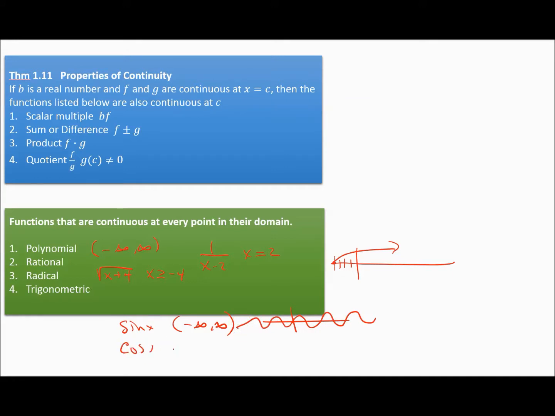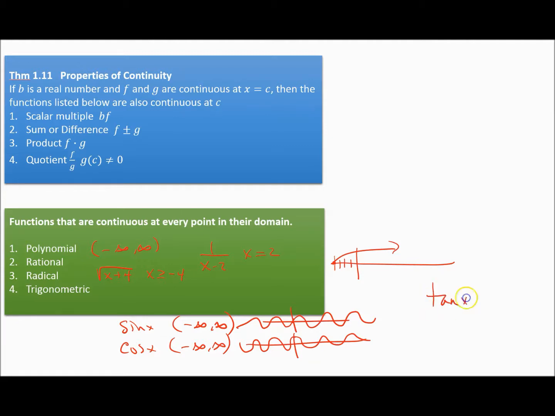Cosine of x is similar. It's continuous on the whole real number line because it's defined on the whole real number line. And it's got no holes, jumps, or breaks. Those are pretty, don't you think? And then the other 4 guys now, you got to be careful. They're continuous on their domain, but those things are not continuous everywhere.